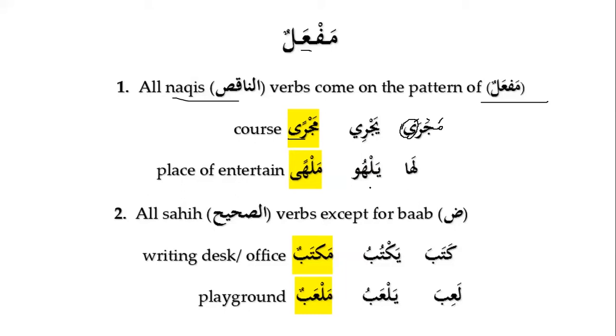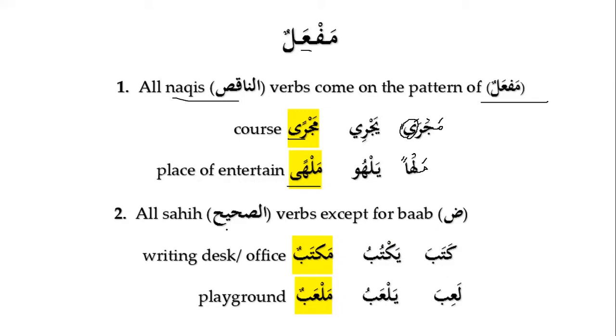Similarly, we have laha, yalhu, to play or to play around, and the place of entertainment, the place where the kids play, is called malhan. If you go to a place where the kids go and play, you will see it written over there, malhan. As we have seen, we put meme before this, put fatha on it, make the next letter sakin, and then put fathatain on that, and it becomes malhan. So the place of entertainment.